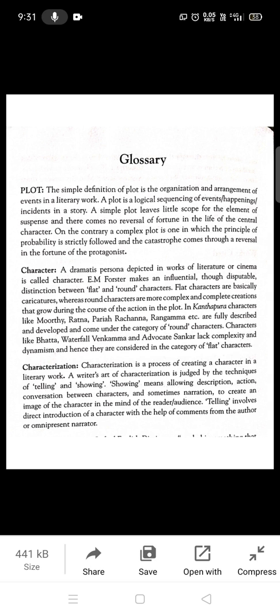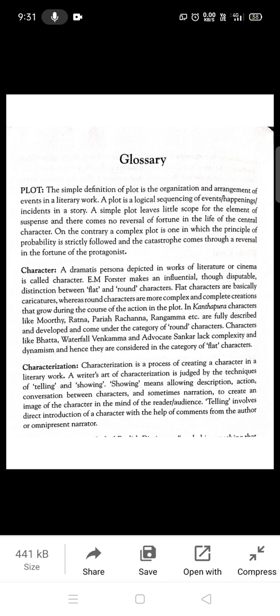On the other hand, a round character, which we find mostly among the major or central characters in a piece of work, undergoes certain changes in behavior, in attitudes, in activities. So a round character means a character who develops with the passage of time in a story.